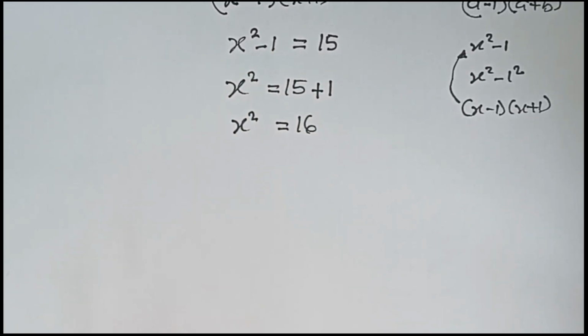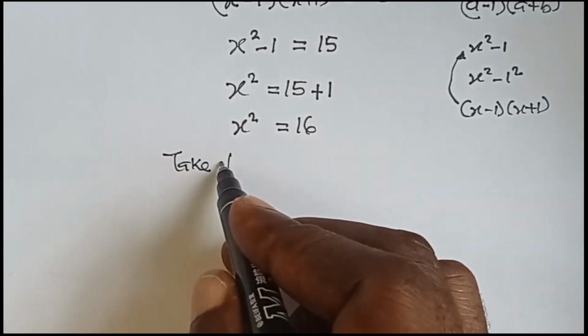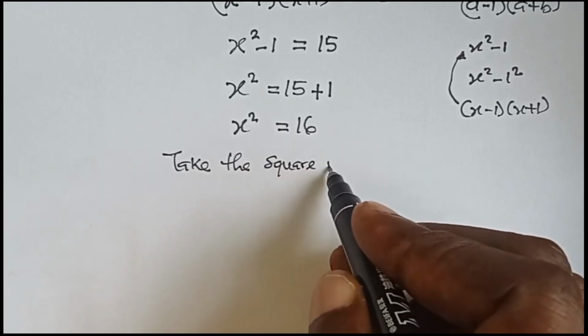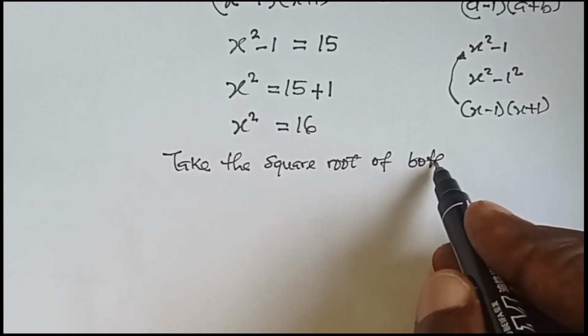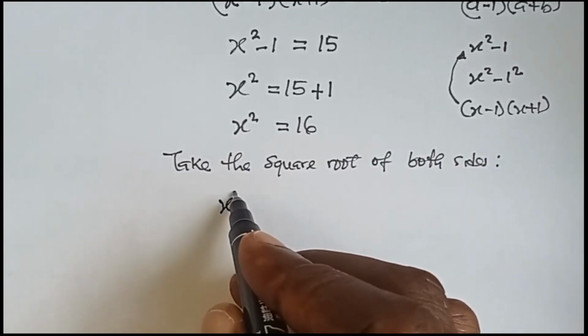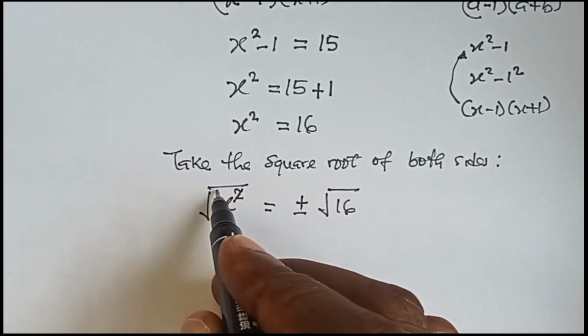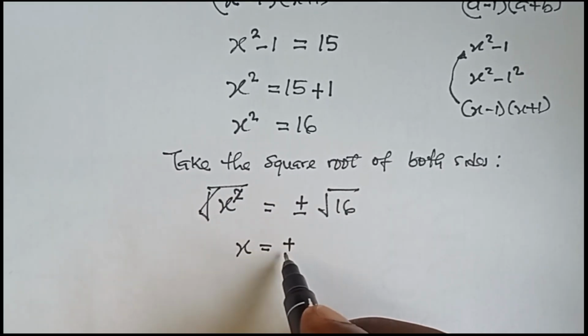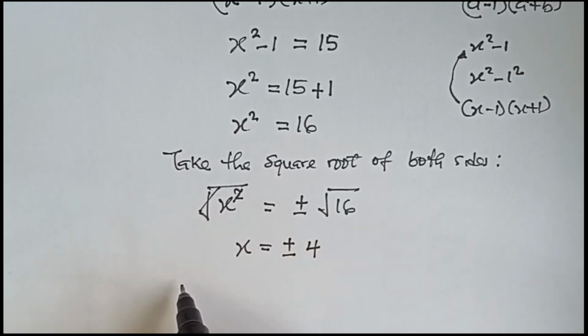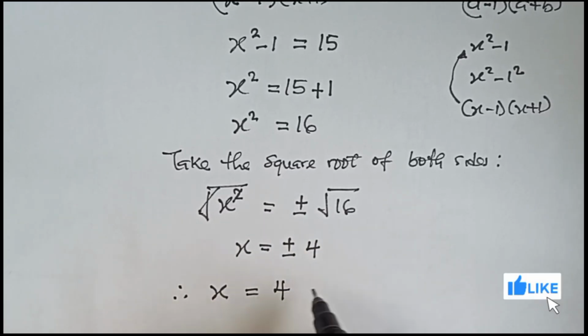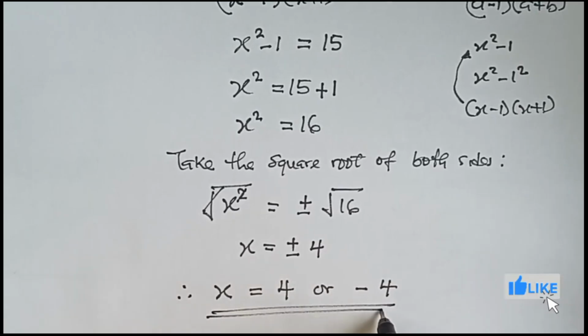Now let's take the square root of both sides. Take the square root of both sides. Okay, so we have square root of x square equals to plus or minus square root of 16. The square cancels the square root. x equals to plus or minus square root of 16, which is 4. That means our x is equals to 4 or minus 4.